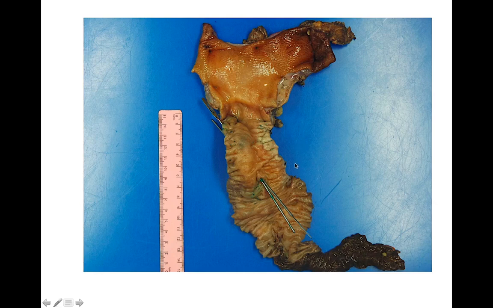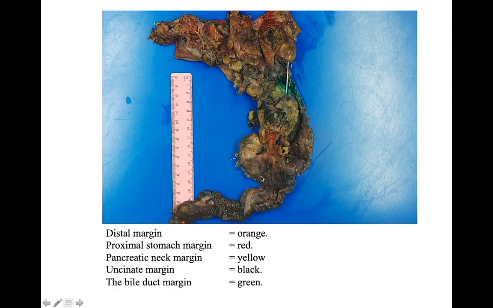We have a Whipple. It's been opened. We have the duodenum. It's over here. We have some distal stomach, and you can see that the ampulla of Vater is probed. And here again, it's inked with distal margin orange, proximal margin red. Kind of see some red over here. Black is the uncinate margin shown over here. Pancreatic neck margin is yellow. Kind of hard to see maybe over here. And then we have green is the bile duct margin.